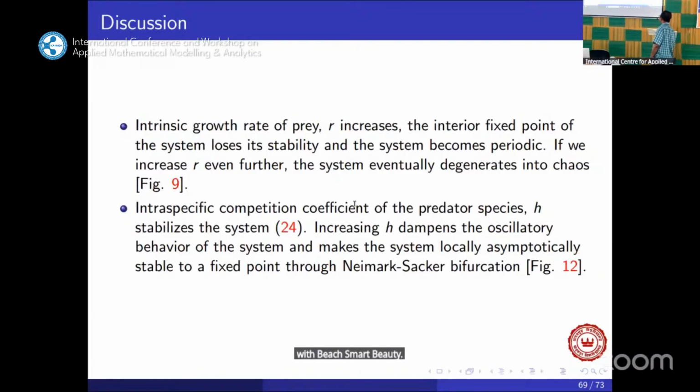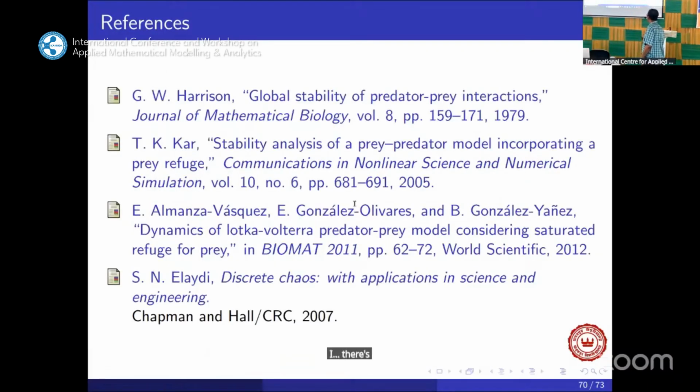This following is the references, and this paper is published in Mathematical Methods in the Applied Sciences, and this is the references in the paper already published in 23. Thank you.